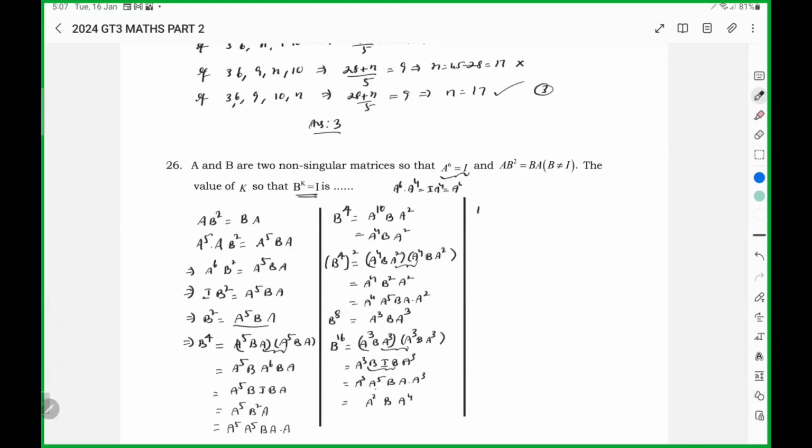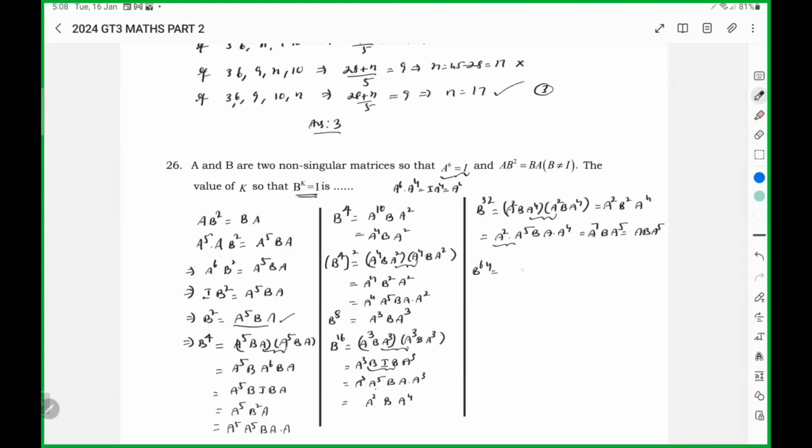So B power 32 if I find, which is A square B square A power 4, because A power 4 into A square is identity. B square is from here A power 5 BA, A power 7, it is A power 6 as identity, we get like this.